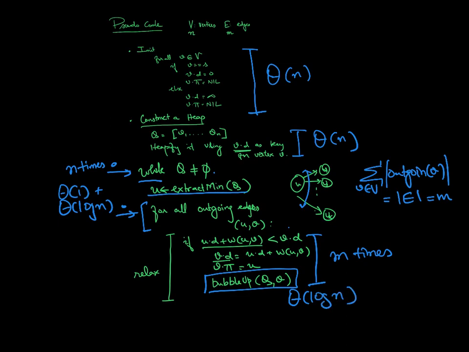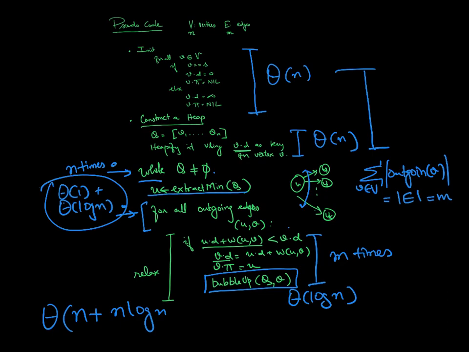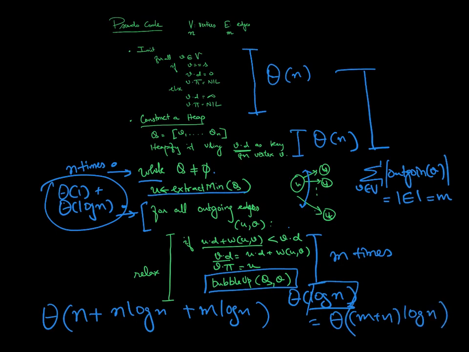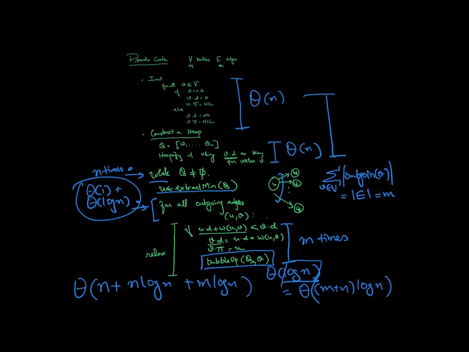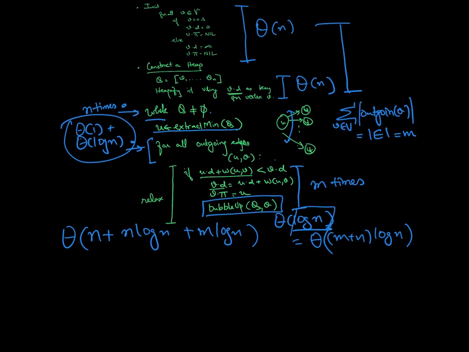So now if you add everything up, the total running time is theta n, plus theta n log n coming from this step, which is running n times, plus theta m log n for this step. Okay, that is theta of (m plus n) log n. Much faster than Bellman-Ford because all the edge weights are positive.